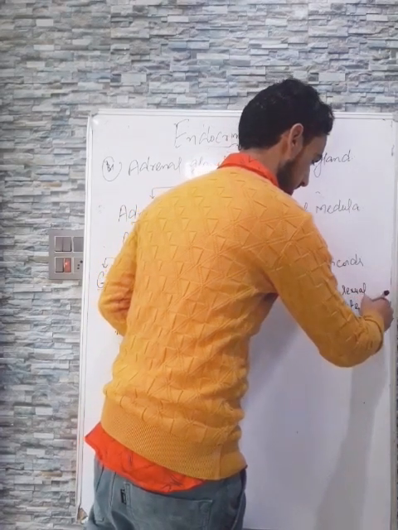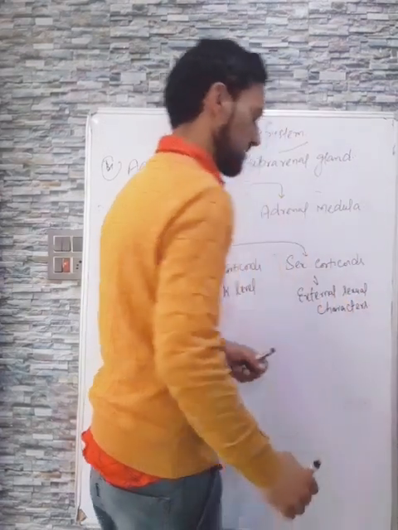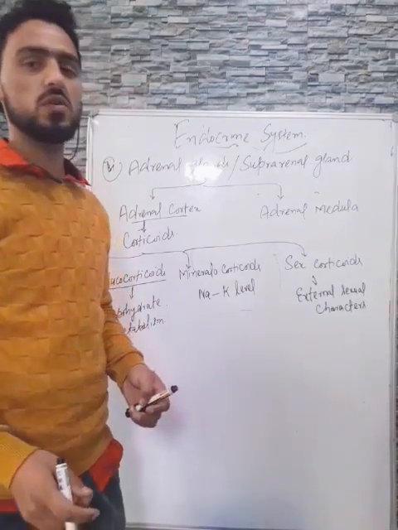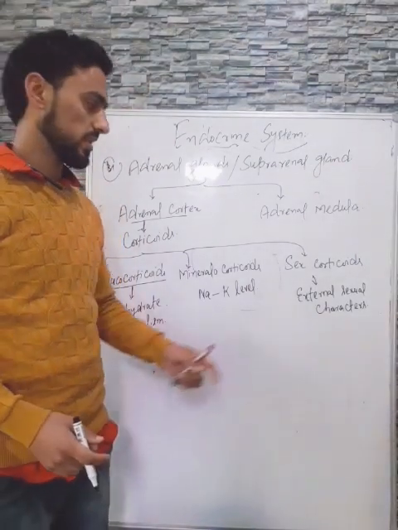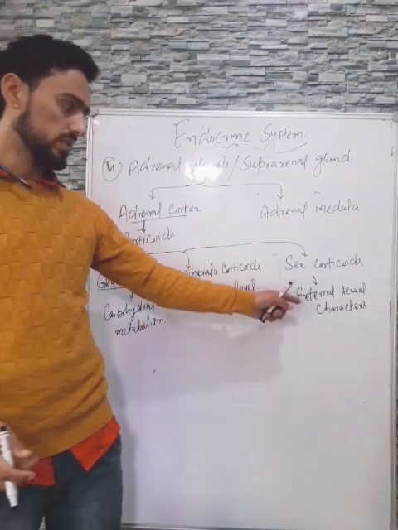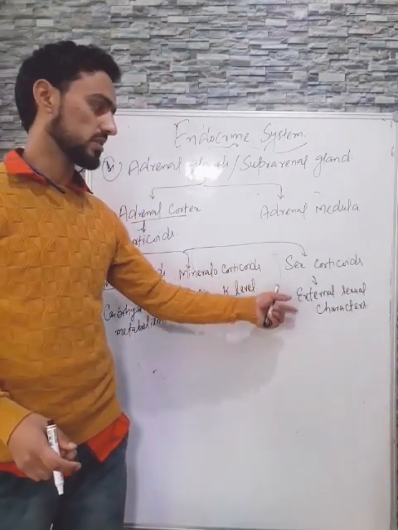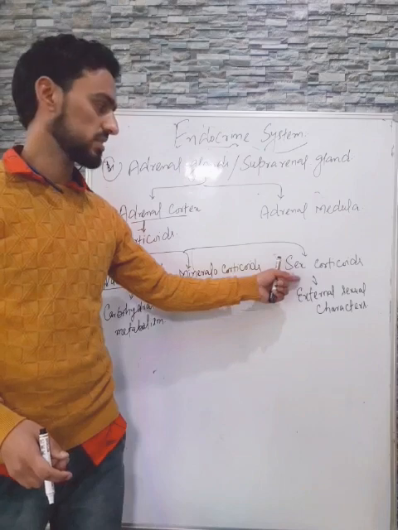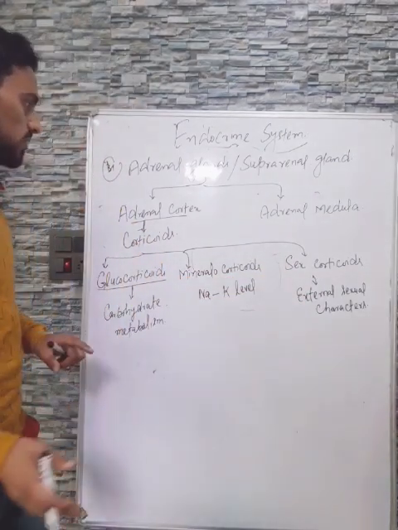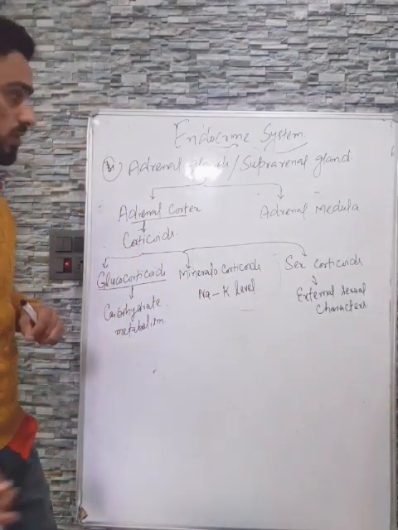Secondary sexual characters are the external sexual characters which develop at the time of puberty. Those sexual characters are developed because of the sex corticoids. So this much about the hormones of the adrenal cortex.